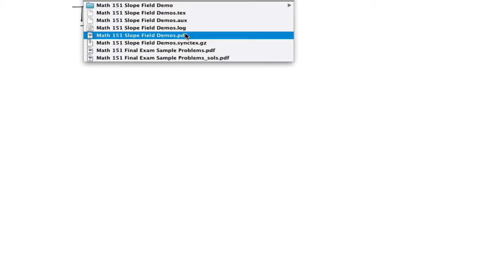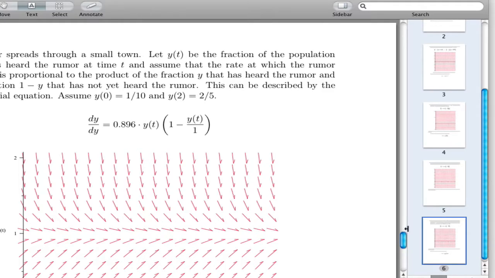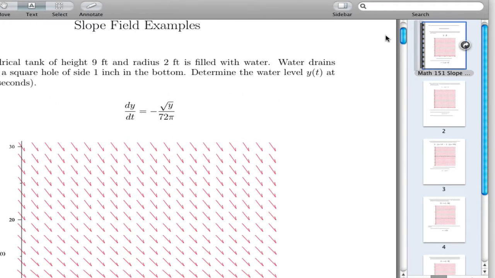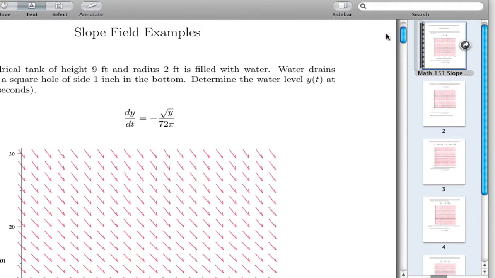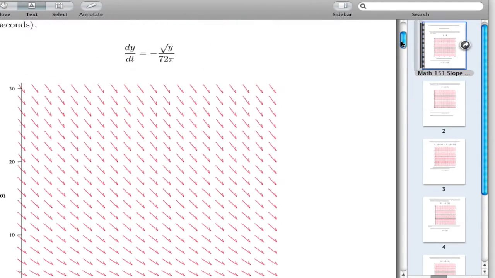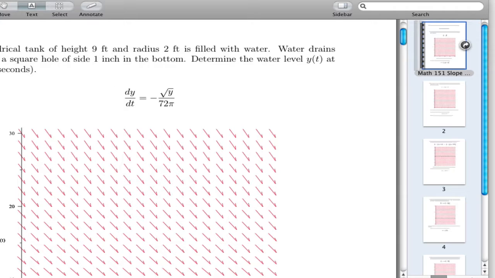Okay, in the files that I gave you last time, I think it was the very first problem. Yeah, this one. We have a cylindrical tank, with a height of 9 feet and radius 2 feet, filled with water. Water drains through a square hole, size 1 inch, at the bottom. Determine the water level at time t. So this is the differential equation. We're going to derive that in a minute, and then we'll work out the problem.